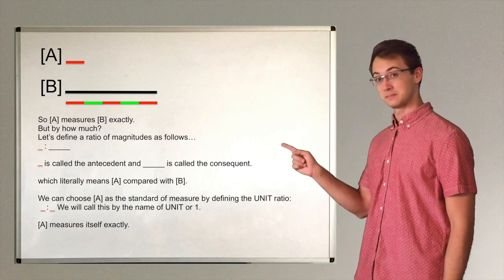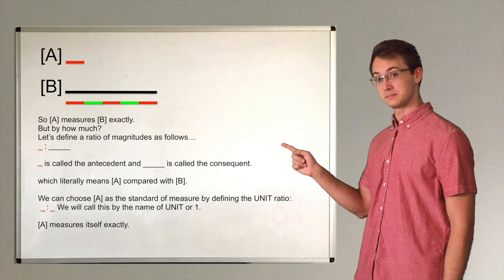Suppose we tried to find how much bigger B is than A. We would attempt to measure B using A, the smaller measuring the larger. So A measures B exactly, but by how much? Let's define a ratio of magnitudes as follows. The short line is called the antecedent and the long line is called the consequent, which literally means A compared to B. We choose A as the standard of measure by defining the unit ratio. We will call this by the name of unit or 1.